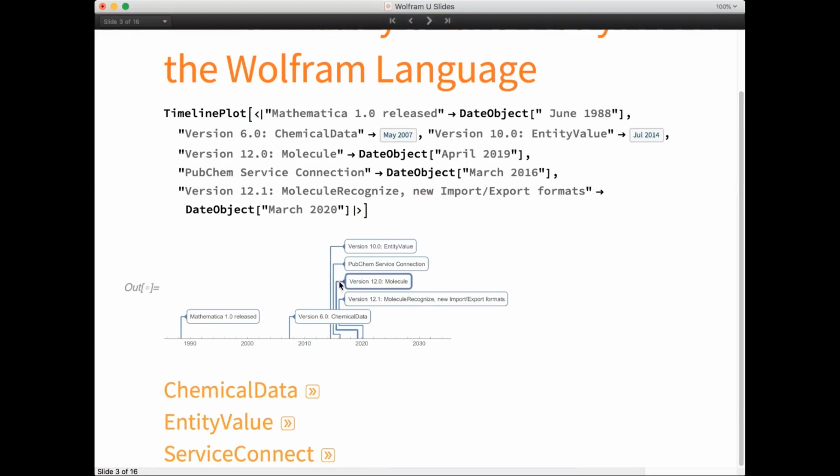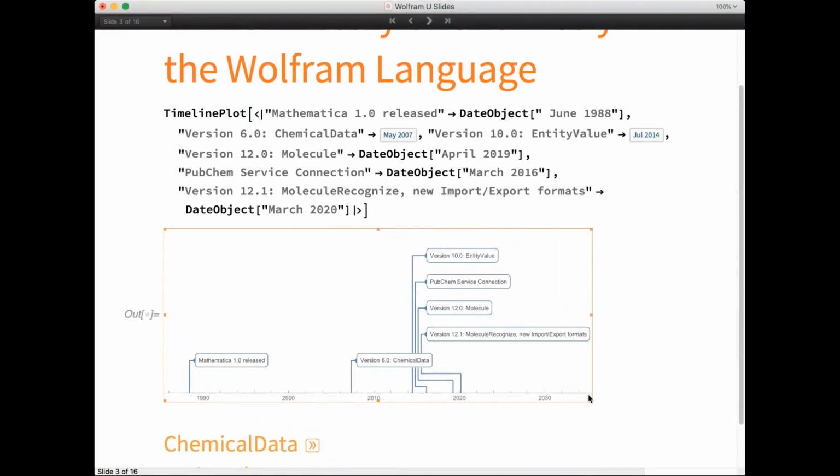All right. So I like this timeline plot here. Basically, you see that things have kind of ramped up for chemistry. Mathematica 1.0 came out in 1989. ChemicalData came out in 2007, and then since then we've just been adding to the knowledge base.